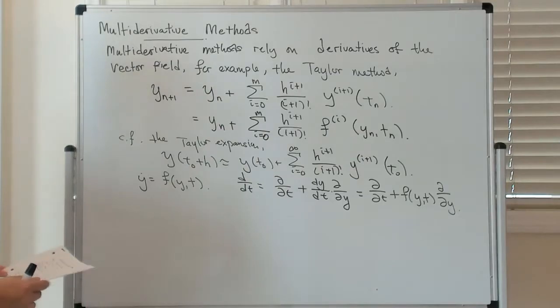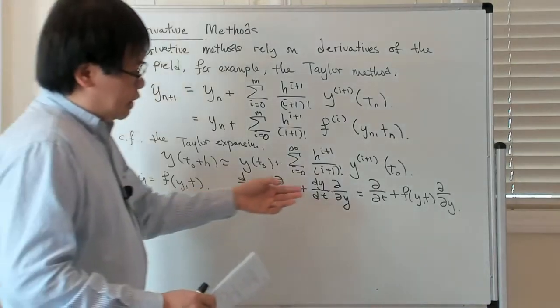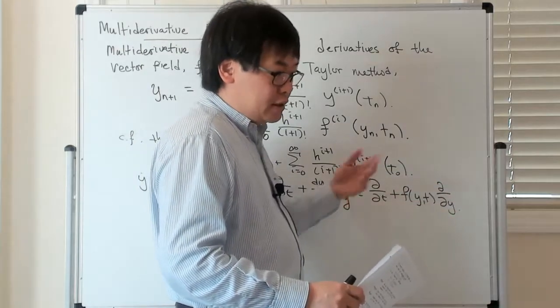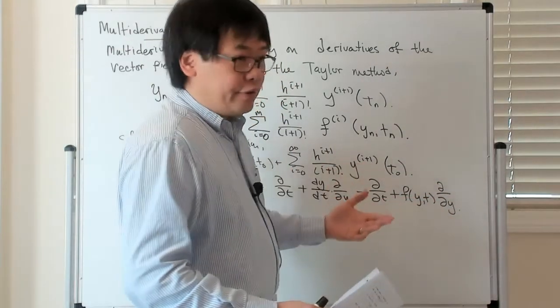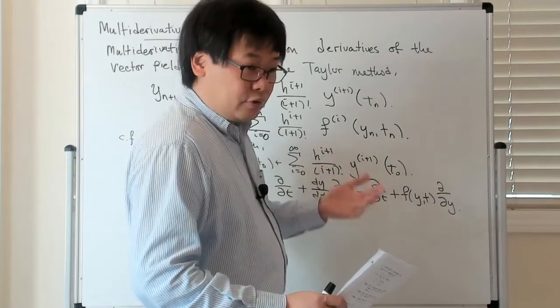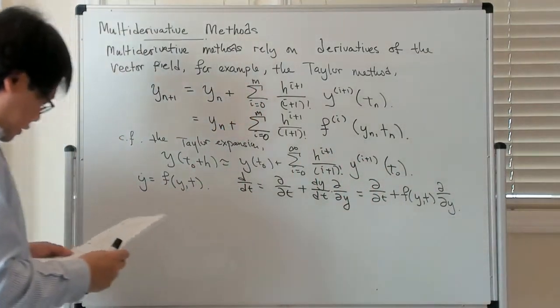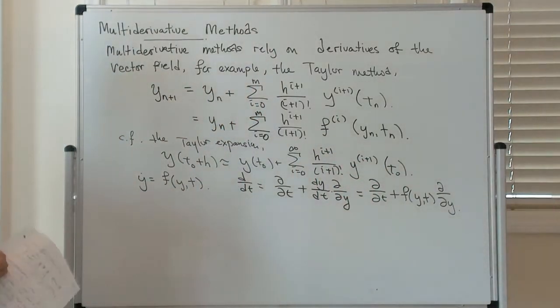And you can easily convince yourself, especially when you have a differential equation which is non-autonomous, that the number of terms which show up in the nth derivative of the vector field grows extremely fast. Okay, so let's just try to see an example of that.